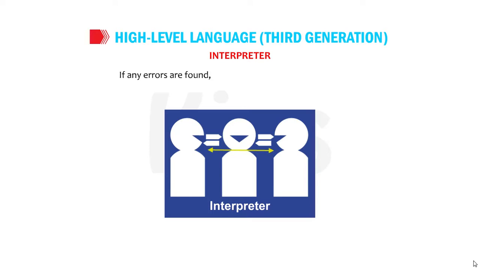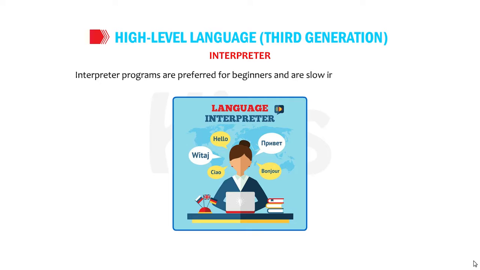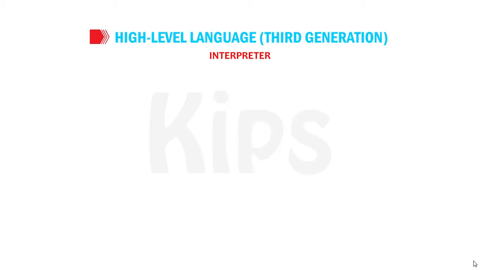If any errors are found, they are to be removed immediately, as the converted form is not stored anywhere, so it has to be generated at the time of execution of a program. Interpreter programs are preferred for beginners and are in slow execution speed.